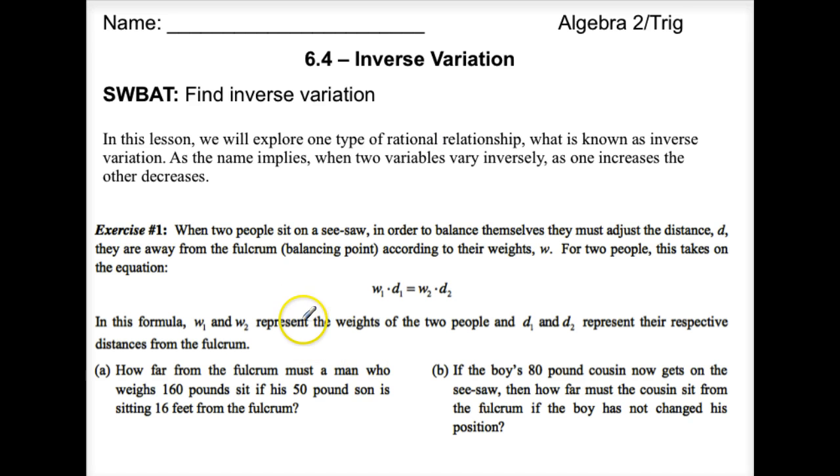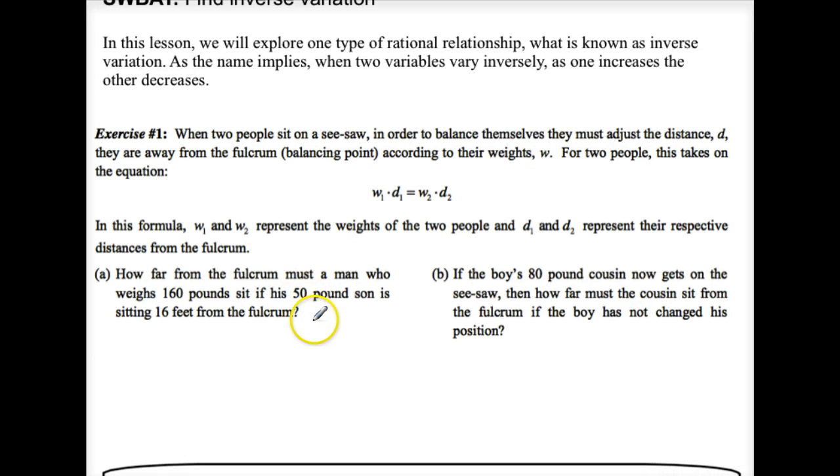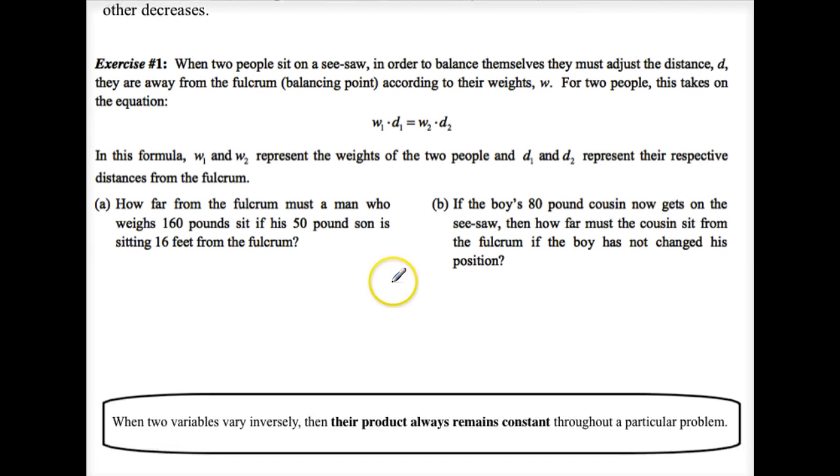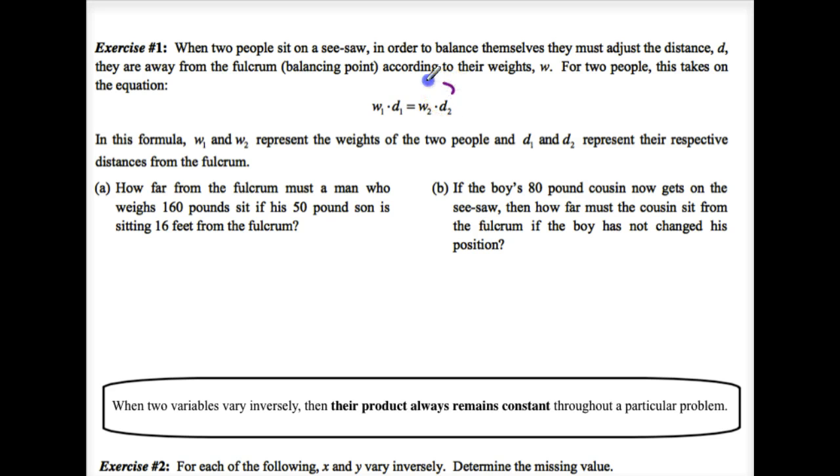So let's look at exercise 1. When two people are sitting on a seesaw, in order to balance themselves, we must adjust the distance and the weight. So for example, the weight times the distance of one person should be equal to the weight times the distance of another. So this will be our formula we're working with today. In this formula, W1 and W2 are the weights, and D1 and D2 are the distances. So let's see how this works.